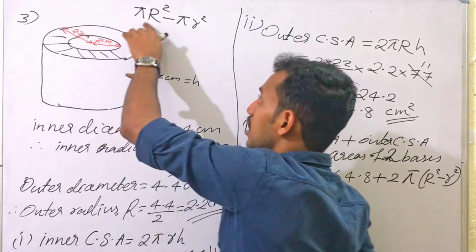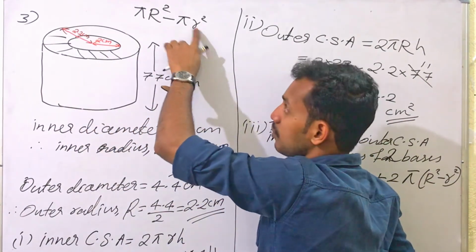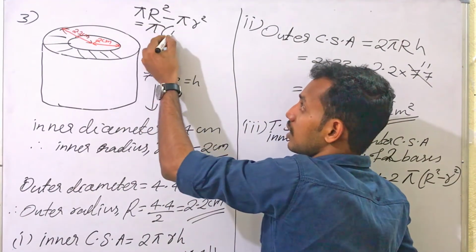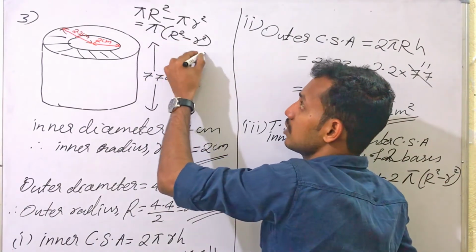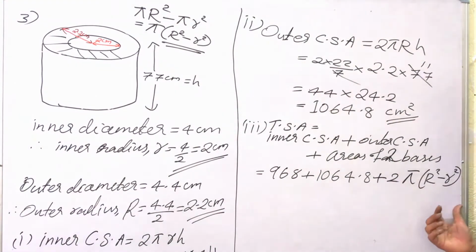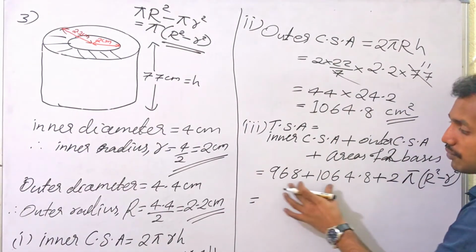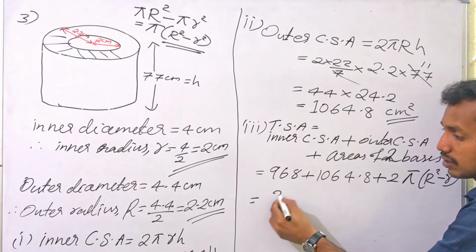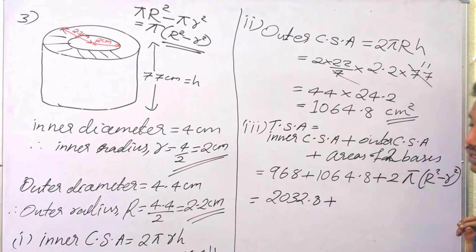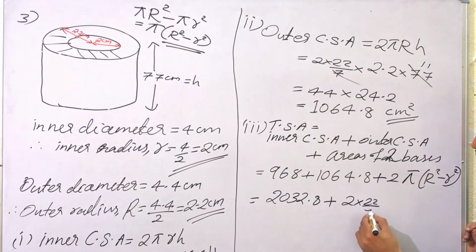Okay, so pi R square minus pi r square. Pi capital R square minus pi small letter r square. Pi is common, taking outside: capital R square minus small letter r square. This is the way we have put the area of base is equal to pi into capital R square minus small letter r square. That is equal to, first add these two quantities. We will get 2032.8 plus 2 pi. 2 into 22 by 7 into a square minus b square form.